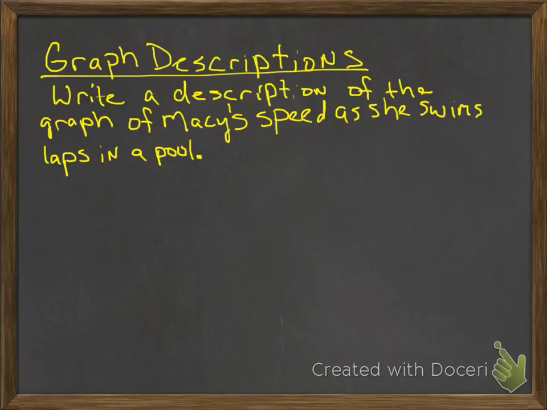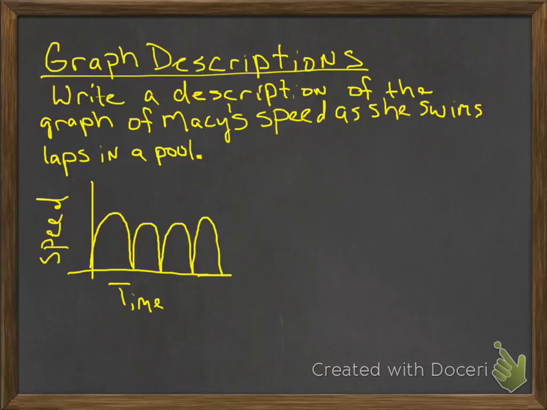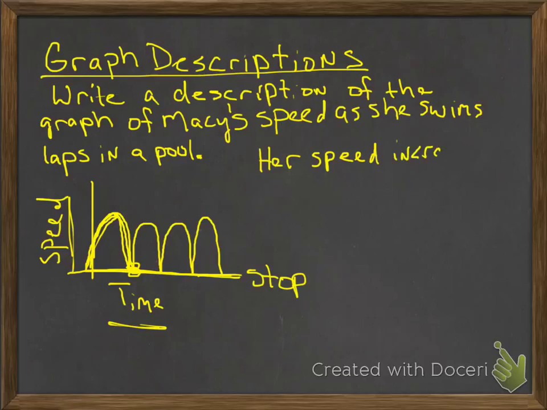Okay. Then the next thing we want to be able to do is write graphic descriptions. So here's one here. Write a description of the graph of Macy's speed as she swims laps in a pool. Okay, so notice here we've got speed, we've got time. And if you look at this, you're looking at what happens here. Okay, so look, this is going up, her speed is going up, then it goes down. And you've got to realize this right here, when you get to that line, means you came to a stop. So we could say something like her speed increases as she swims the lap.